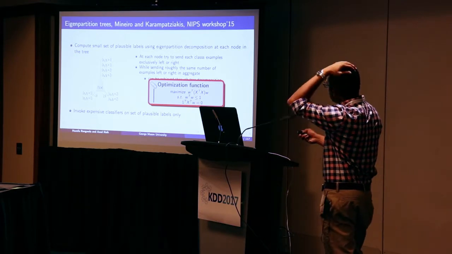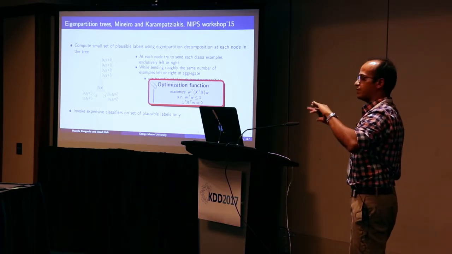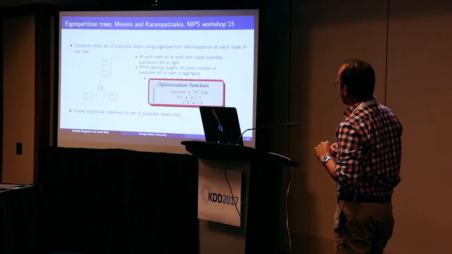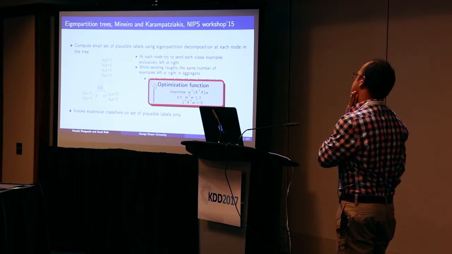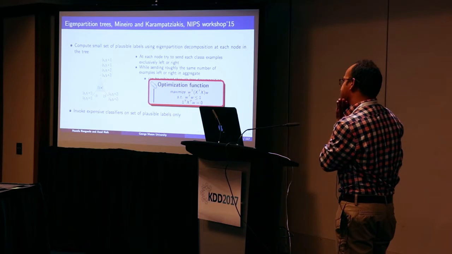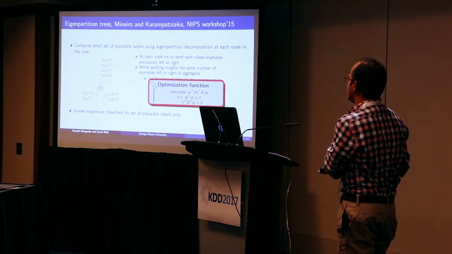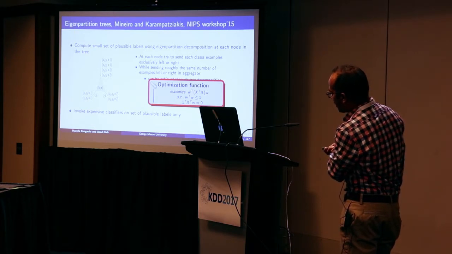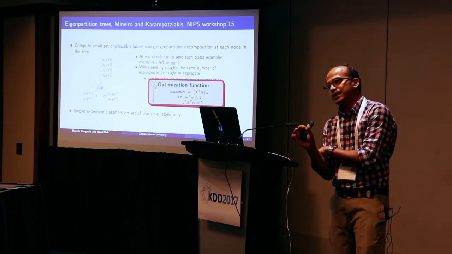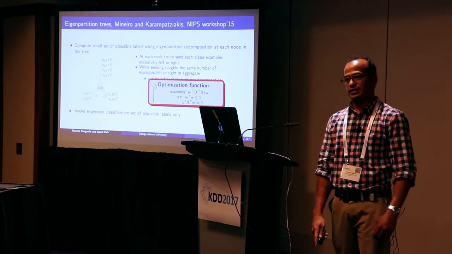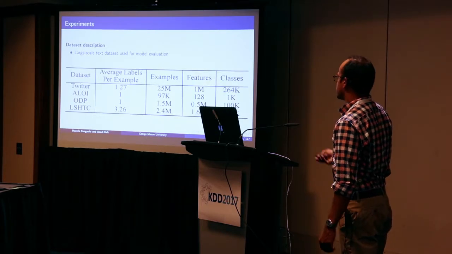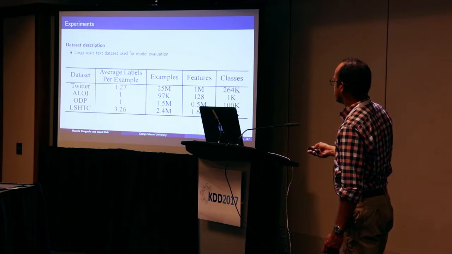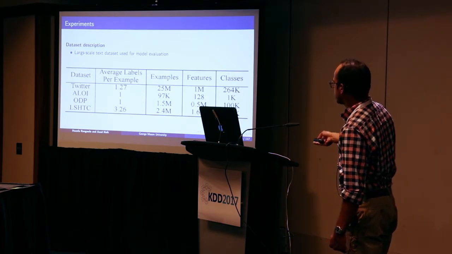Essentially, at each node, we try to send class examples exclusively to the right or left. So there's some sort of partitioning process going on, and ideally we want to send the same number of examples left or right in the aggregate. And he does this optimization function, or they do this optimization function. But the key idea is that expensive classifiers, if you had any, you would only try them on the small number of plausible labels that exist. They do this for datasets like Twitter and LSHTC, and there's the average labels per example, the total number of examples, which are millions, the features, and the total number of classes.